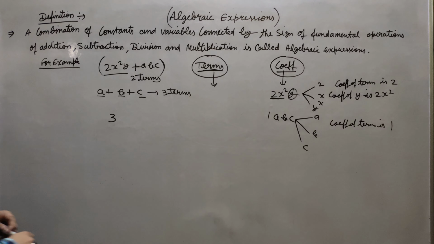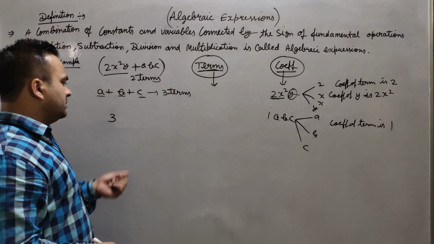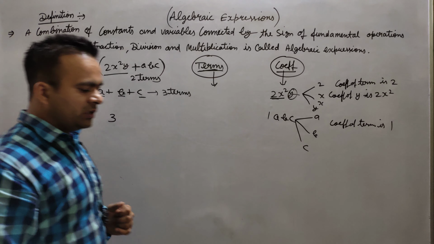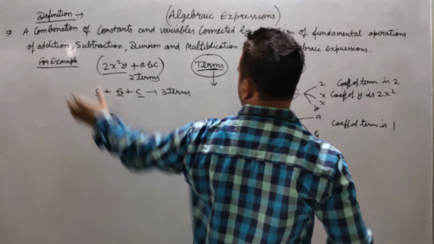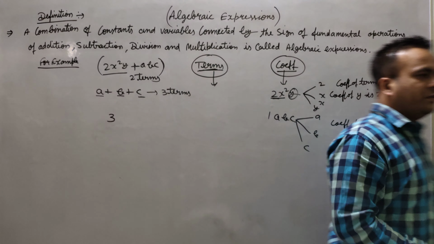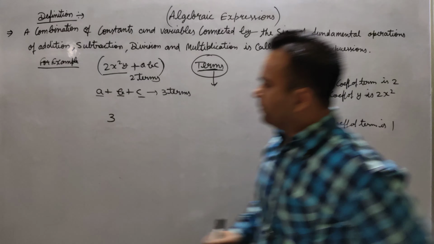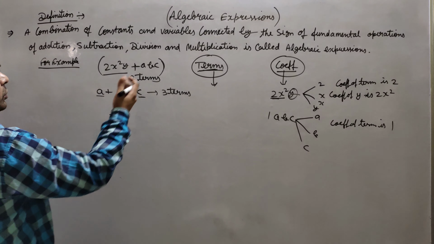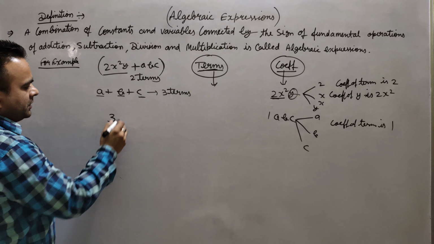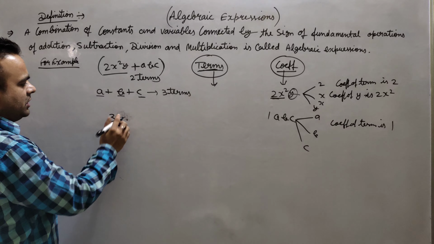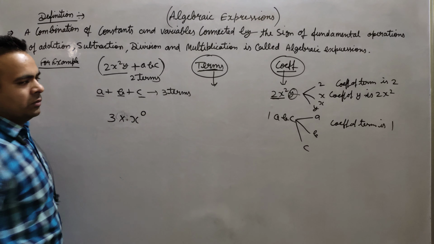Because sometimes a student will say, like, sir, there is no variable, there is no operation, then how can you satisfy this particular constant by this definition? So how can you satisfy it? So in this case, students, what we will do, if I try to convert it into expression form, can I write it like this? 3 into x raised to the power 0.